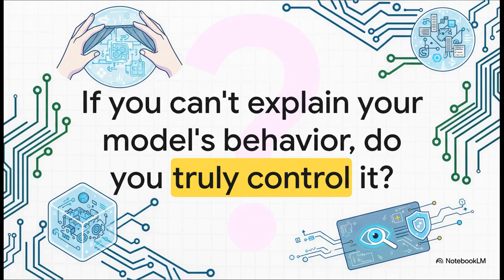Which really leaves us with one big question to chew on. If you can't actually explain what your model is doing out there in the real world, do you really have control over it? Because gaining that visibility isn't just a nice to have, it's absolutely essential for building AI systems that you can actually trust.